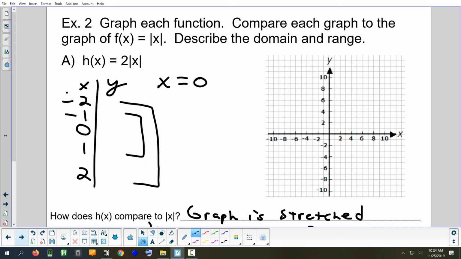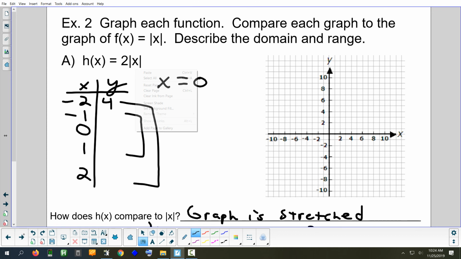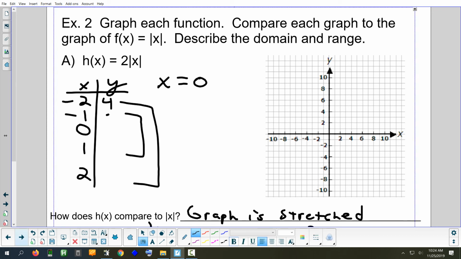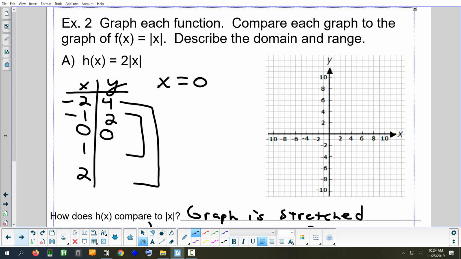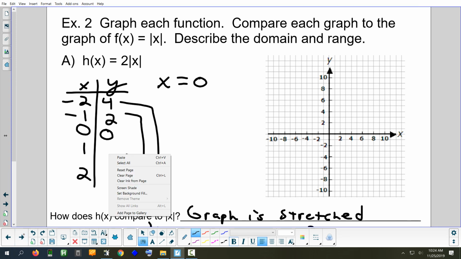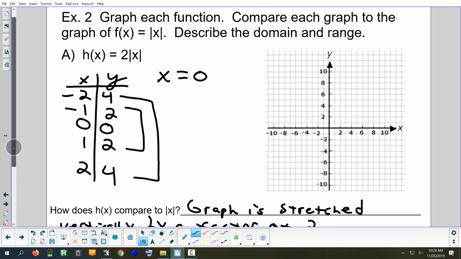Now we plug in our x's and get our y's. Blake, if I plug in -2, what's the absolute value of -2? 2. Times 2? 4. Jaden, what's the absolute value of -1? 1. Times 2? 2. Right. John, what's the absolute value of 0? 0. Times 2? 0. Still 0. The next one is going to be, without even doing it, what's it going to be? 2. And the next one? 4. Let's make our V shape.